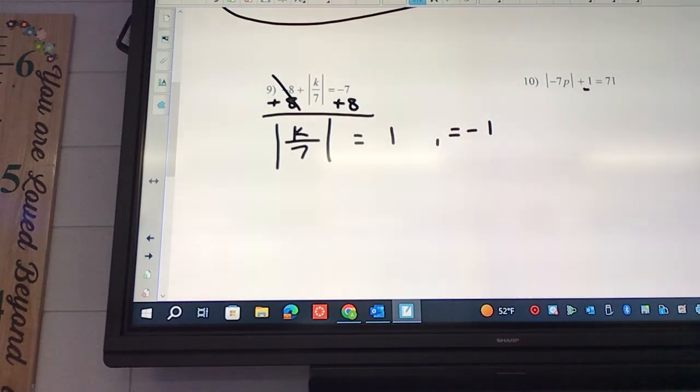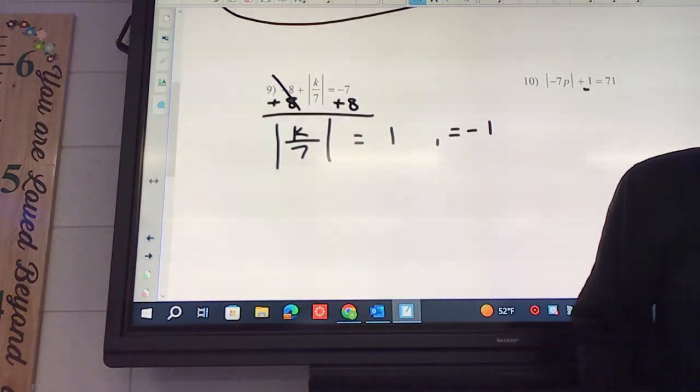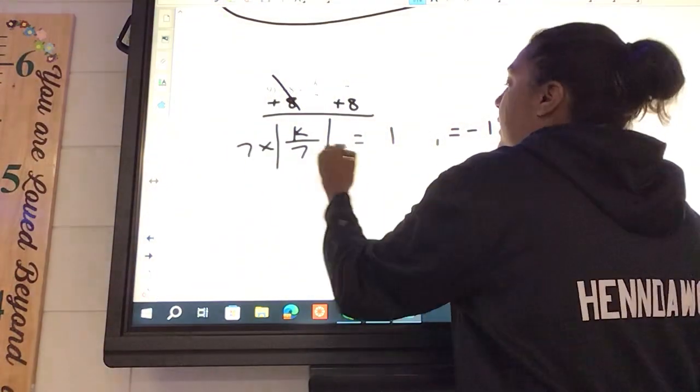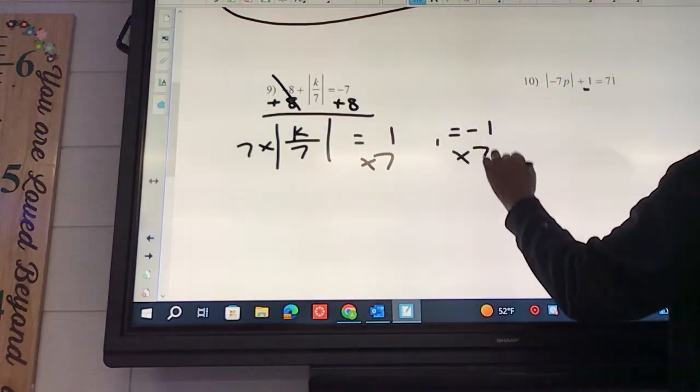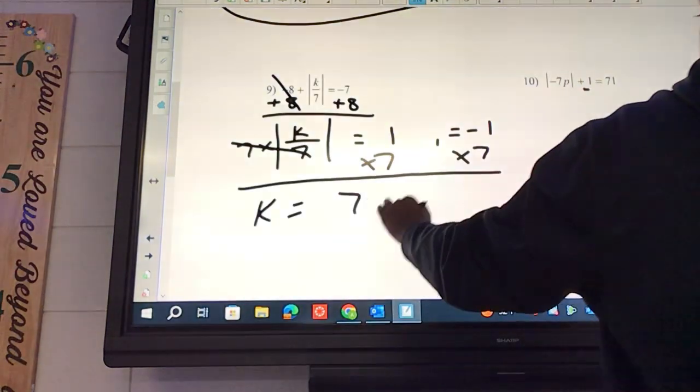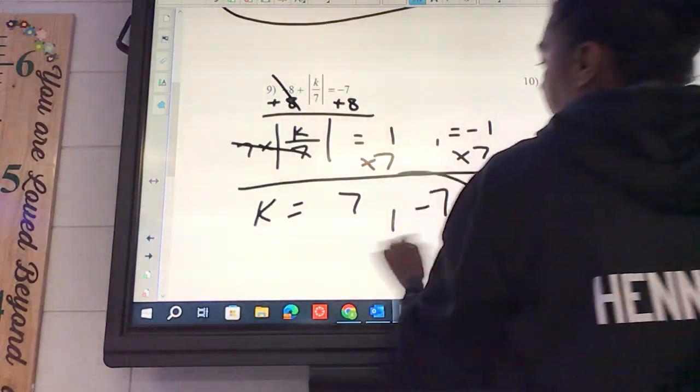Okay, and how do I solve for k? What needs moved? What needs done in here? Multiply by 7. So we're going to say times 7, times 7, times 7. Okay, so 1 times 7 is going to be 7. -1 times 7 is -7.